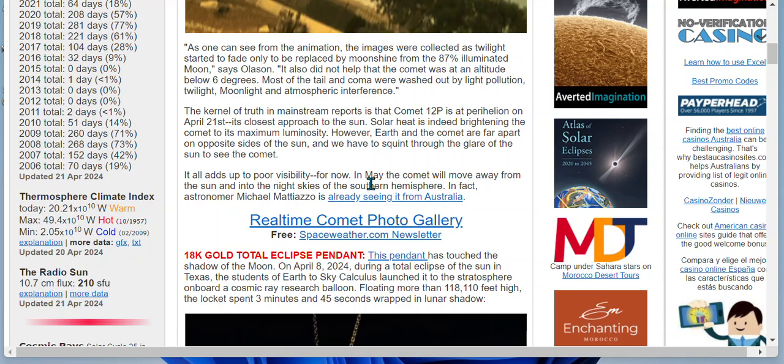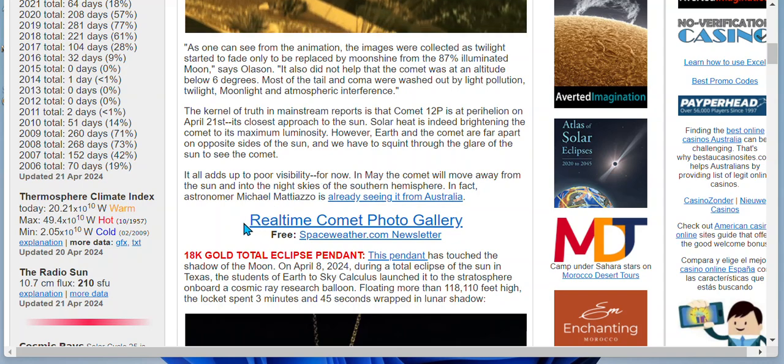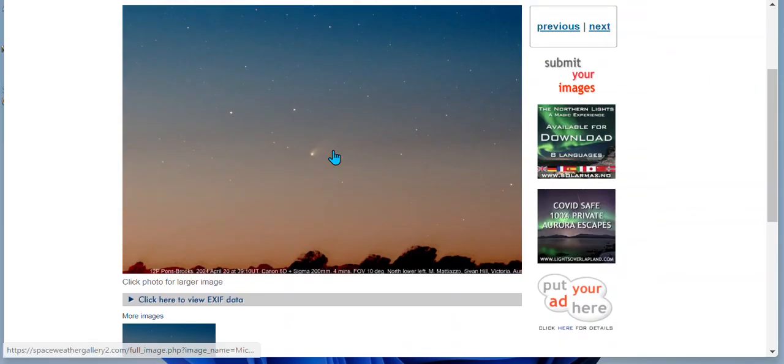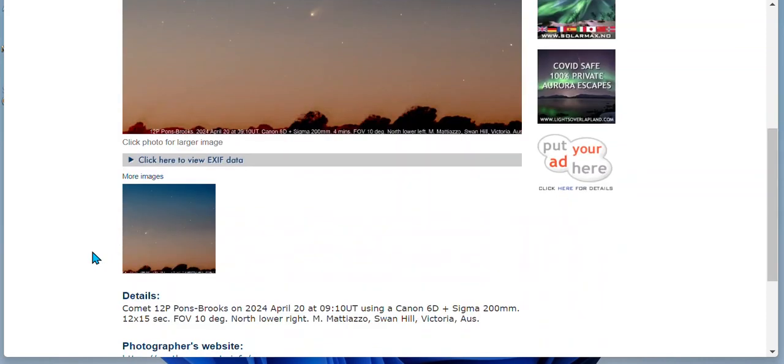They're saying in May, the comet will move away from the sun and into the night sky of the southern hemisphere. And we're starting to get some images from Australia yesterday. So slowly as it moves south and into the night sky away from the sun glare, it'll be more visible in May, and the closest approach will be on June 2nd.